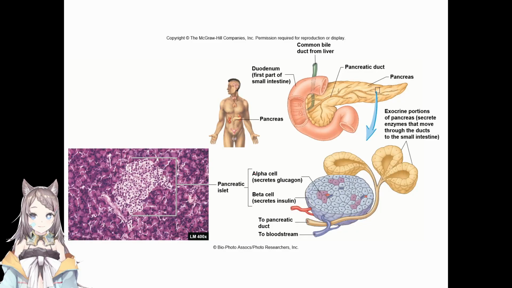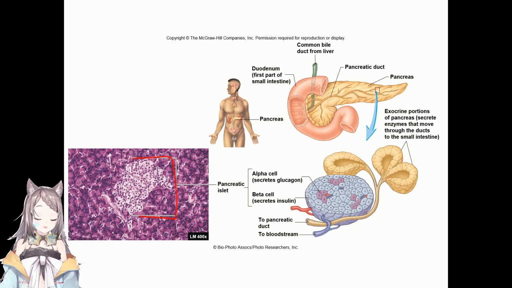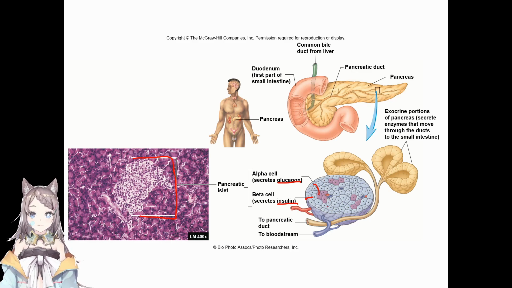So this is the breakdown of your pancreas. Your pancreas has specific cells called islet cells, which produce endocrine hormones. Your alpha cells produce glucagon, your beta cells produce insulin, and your delta cells produce your somatostatin.